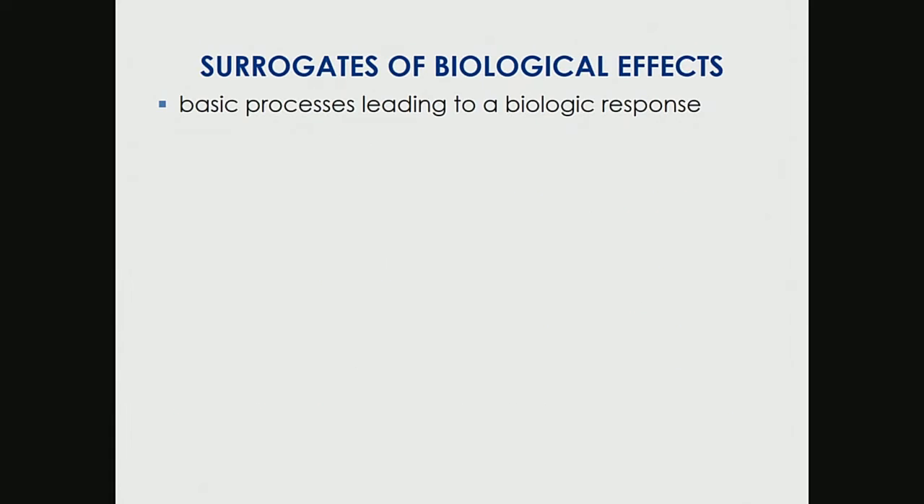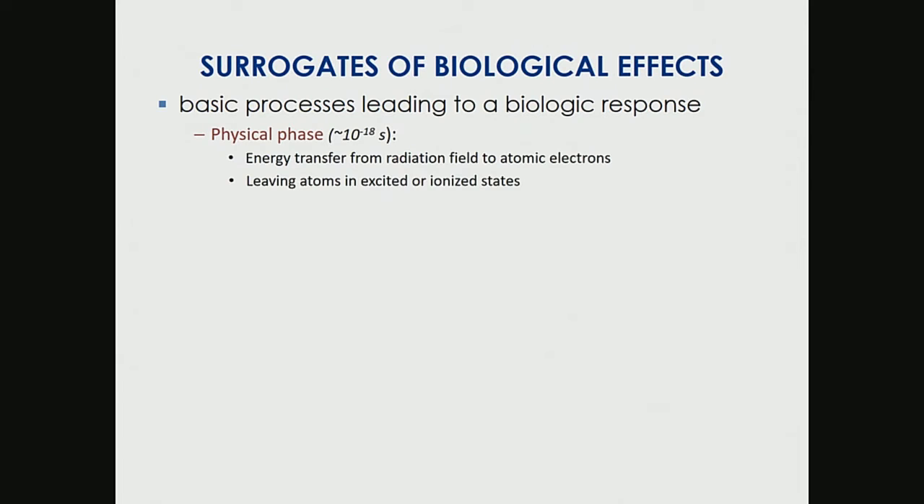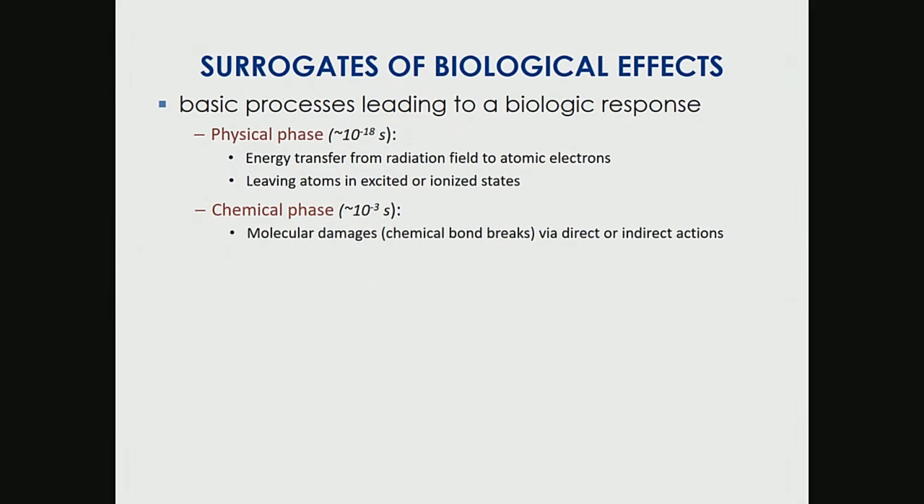Now, we know the process leading from the initiation of a physical interaction to the biological response is very complex. It can usually be viewed as progressing through 3 phases. The physical phase is very short, and it is the best understood. It involves energy transfer from the radiation field to the biological system in the form of atomic excitations or ionization. The excited or ionized particles then react in the following chemical phase.